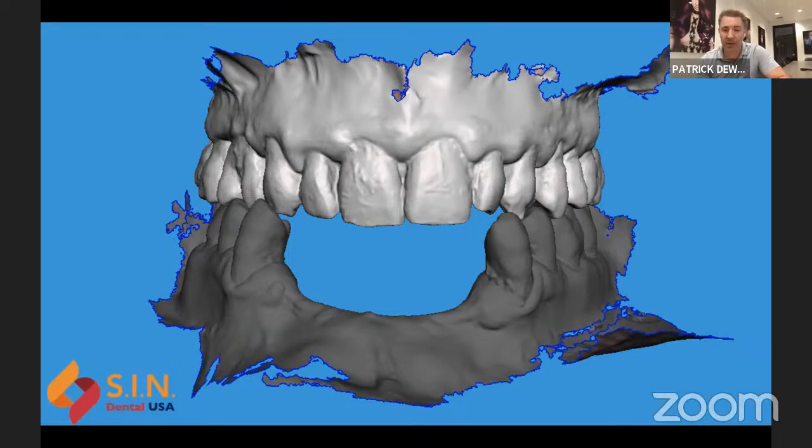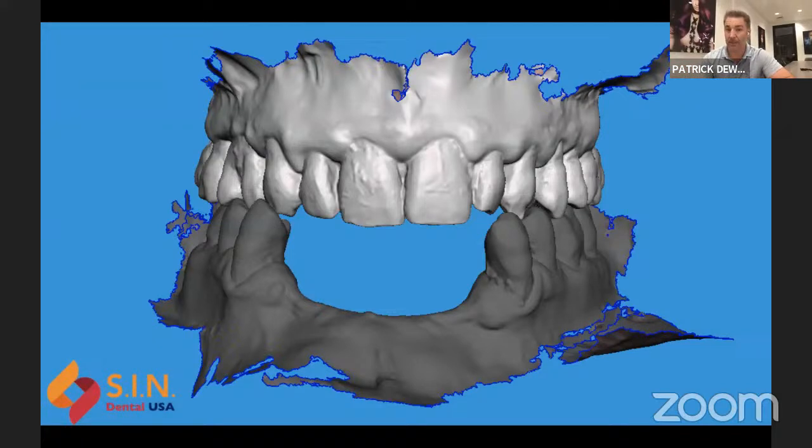The ones that we find work most commonly are any of the Trios units, like a Trios 3 or a Trios 5 wireless. The Shining 3D products are phenomenal, including Shining 3D's wireless intraoral scanner. You can also use Medit. CareStream is quite challenging on the post-op scans. And we always get asked very constantly, because there's a lot of units on the market, about iTero.